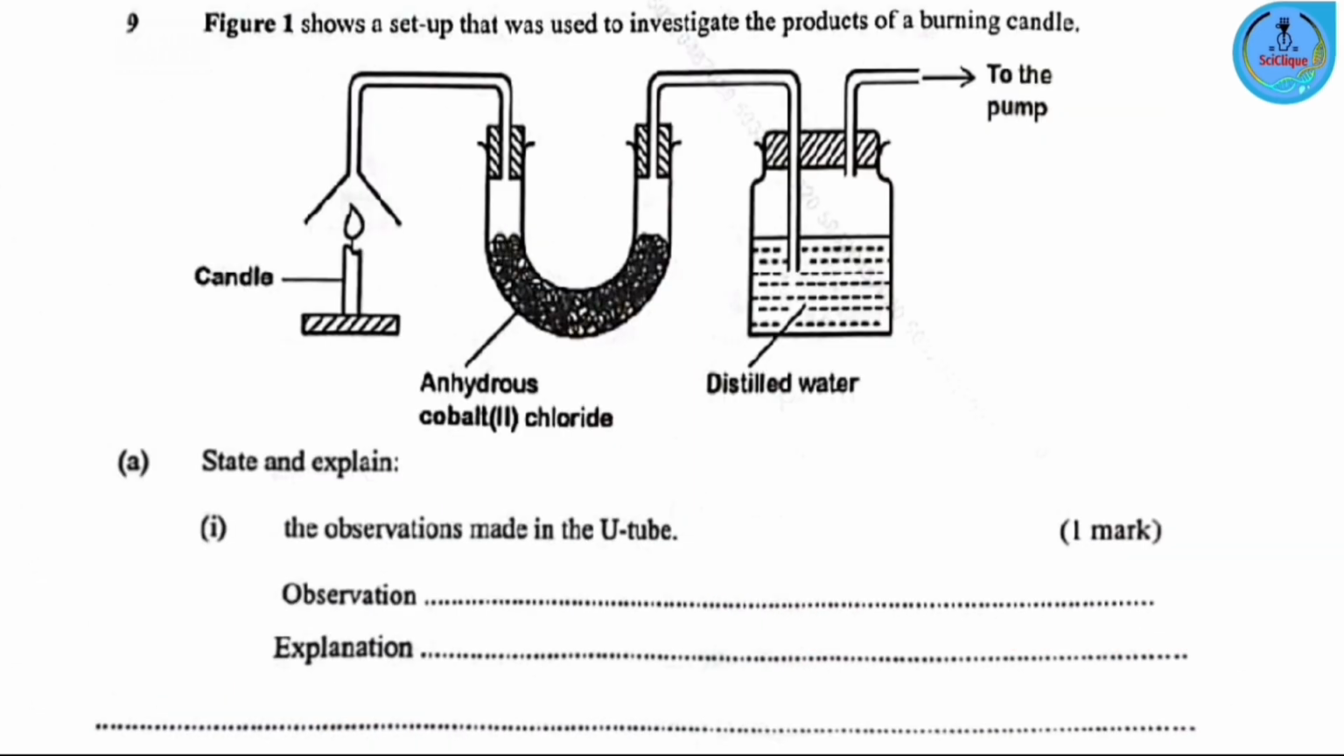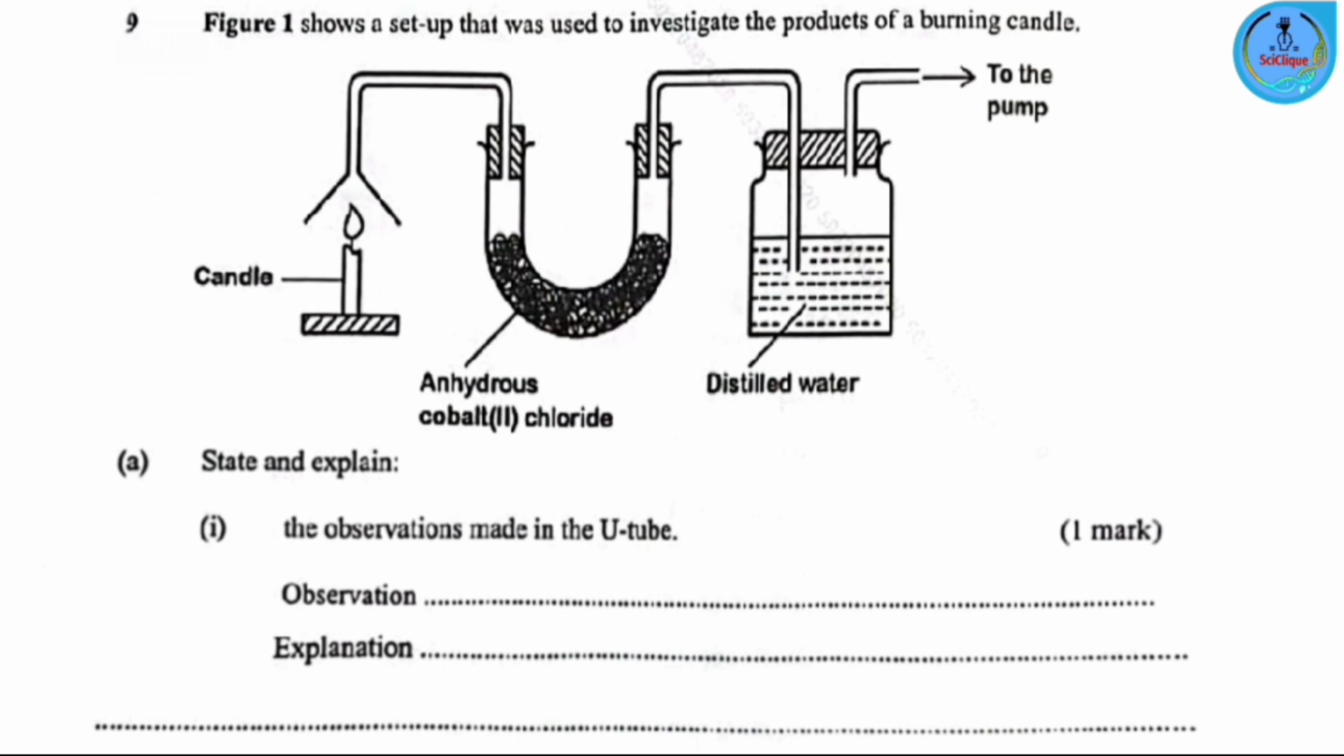Okay, question number 9. Figure 1 shows a setup that was used to investigate the product of a burning candle. State and explain the observations made in the U-tube. Okay, before I do that, let me explain the setup. So we have a candle. A candle is a hydrocarbon. A hydrocarbon is a compound that contains carbon and hydrogen only. Now, when hydrocarbons burn, they form 2 products. Carbon dioxide and water vapor.